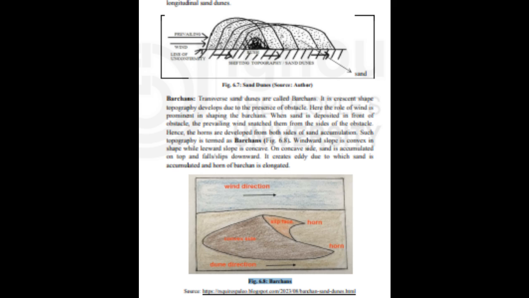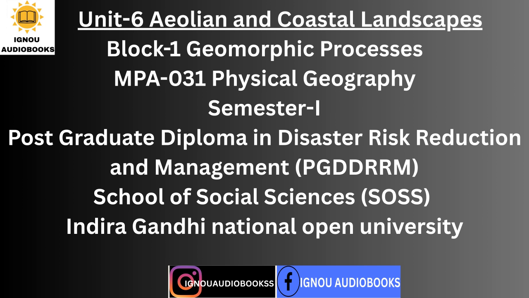Barchan. Transverse sand dunes are called barchans. It is a crescent-shaped topography that develops due to the presence of an obstacle. Here the role of wind is prominent in shaping the barchans. When sand is deposited in front of an obstacle, the prevailing wind snatches it from the sides of the obstacle. Hence, horns are developed from both sides of the sand accumulation. Such topography is termed barchans.